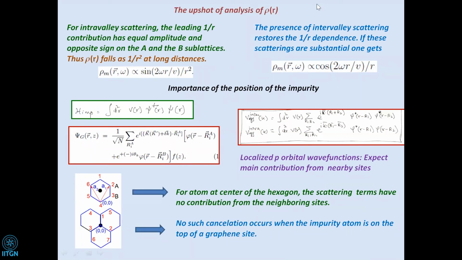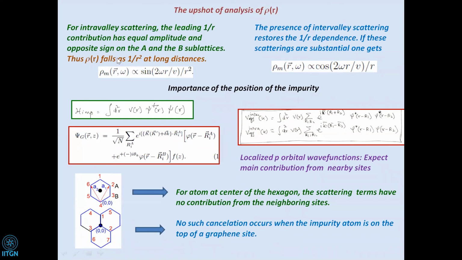Now this inter-valley scattering is the conventional scattering, and it does give you this cosine, where this kF is just your omega by v. So this cosine divided by r, that's the standard density of states dependence that you get from this inter-valley scattering. That's just like 2-dimensional electrons.